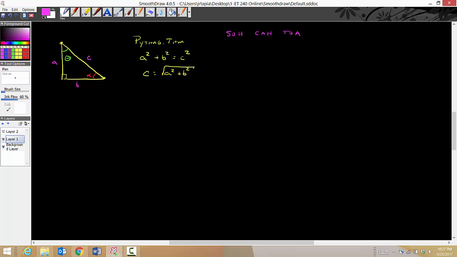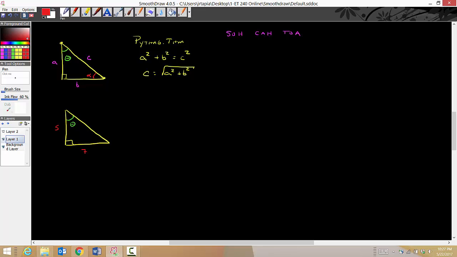So let's look at this triangle here. Let's redraw this, and let's say we have a right triangle and theta, and we know that this is going to be 5 and this is going to be 7, whatever the units are, and we need to solve for theta.